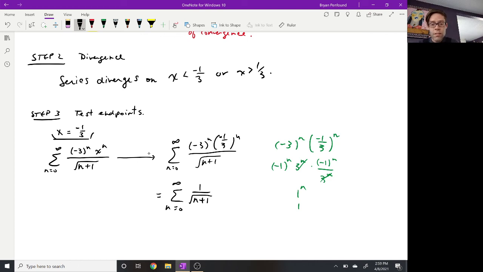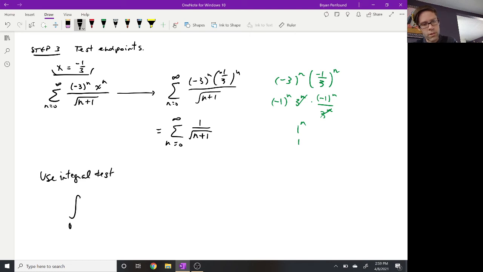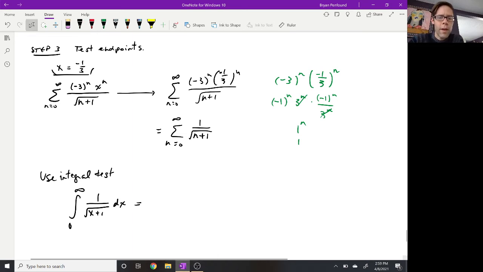Now, this is a positive kind of series. This is probably a series that we can realistically solve using the integral test. So let's set up an integral from 0 to infinity of 1 over the root of x plus 1 dx. Now we could go ahead, we could use substitution, make this work, and I don't really see any issues with that.